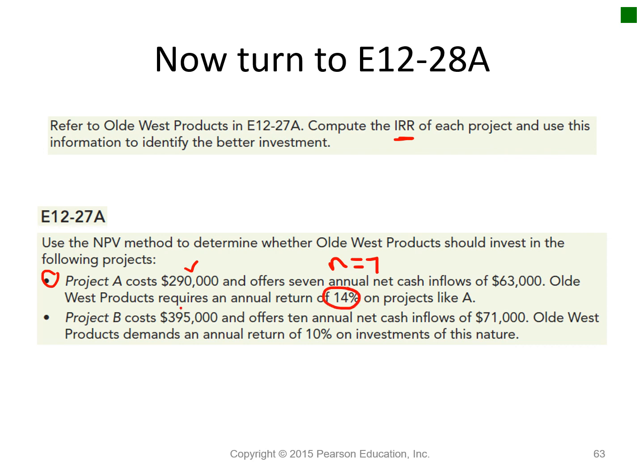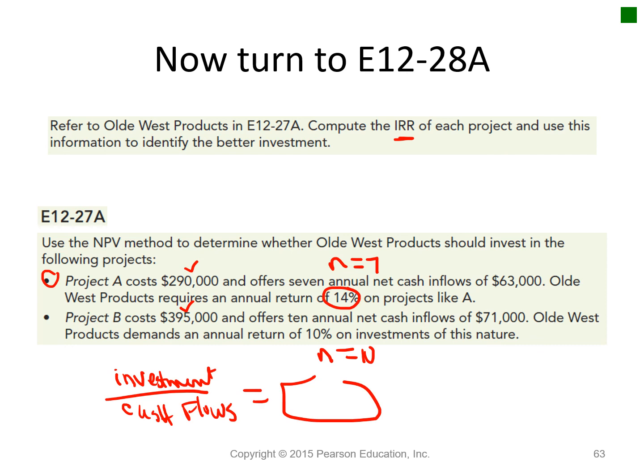For project B, again, there's your initial cost. That's going to be N equals 10, and the interest rate is 10%. For each of these, you take the cost of your investment and divide that by your cash flows. That's going to give you some sort of table factor number that you're going to try to use.